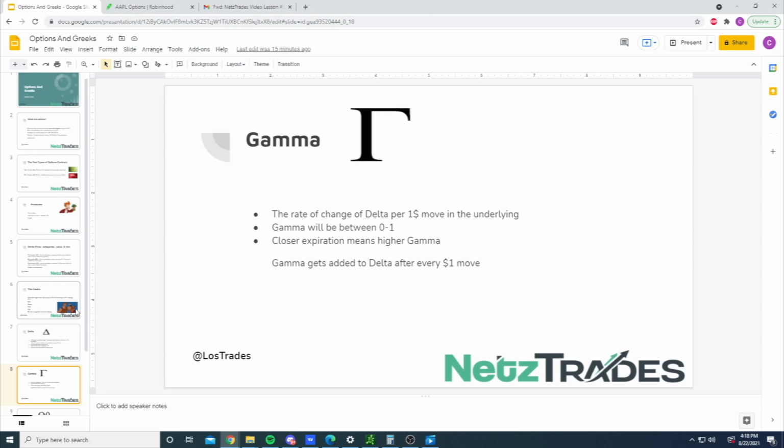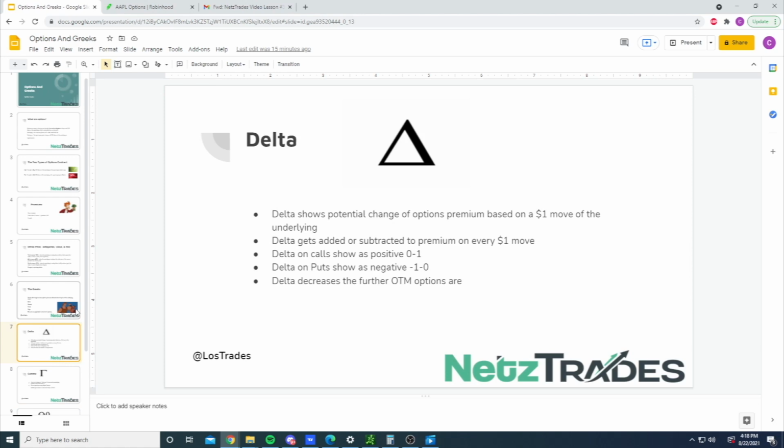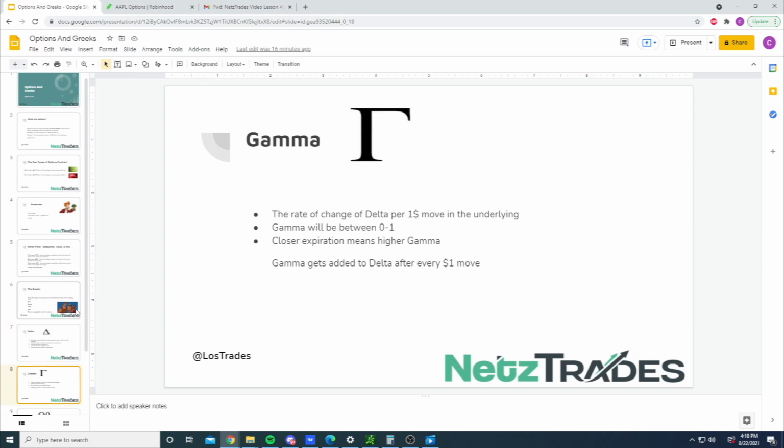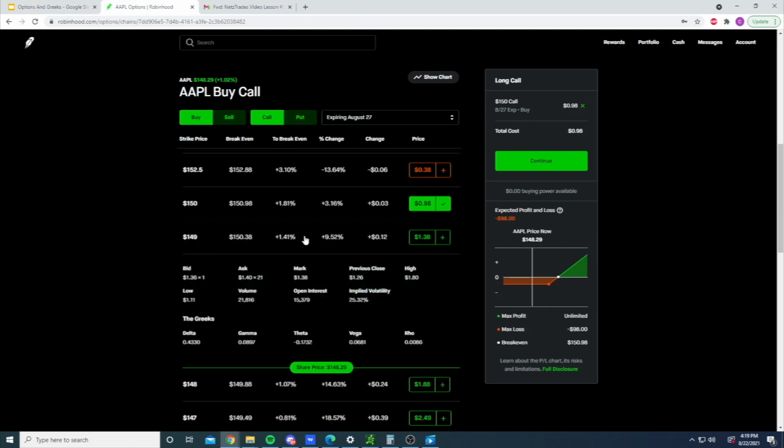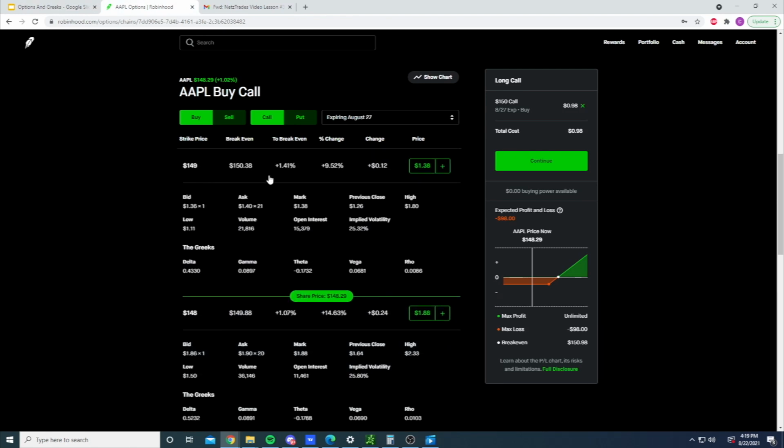A way to look at it is to view delta as the speed at which the option's price changes when the underlying price moves. So when the stock price moves, delta is the speed of how the option changes. But gamma can be viewed as the acceleration behind that, because gamma pretty much scales up delta the more the option moves. So if we go back to the option chain here, to this 148 call.